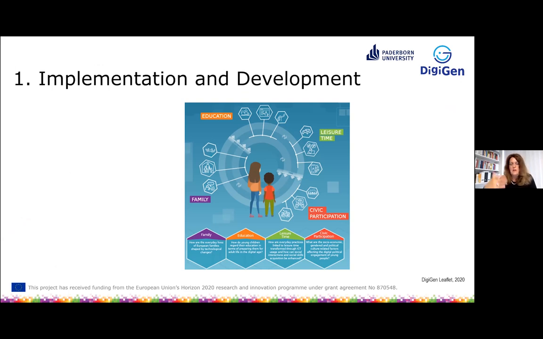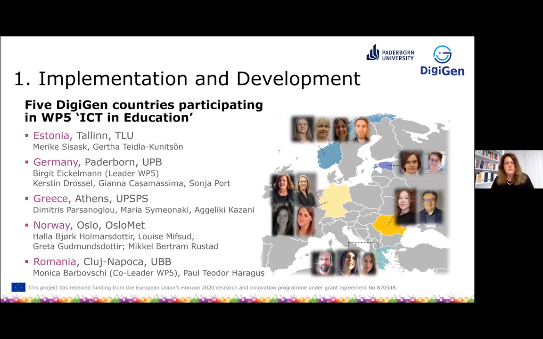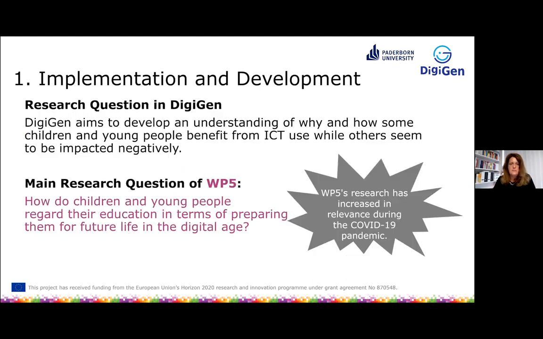But as we started with the DigiGen project right before the pandemic, we have some overarching aims when it comes to ICT in education. First of all, I would like to introduce our colleagues to you. We have five of the eight DigiGen countries in our work package five: Estonia, Germany, Greece, Norway, and Romania. And you see that there might already arise from this a large variety of findings and impressions when it comes to the European discussion of ICT in education.